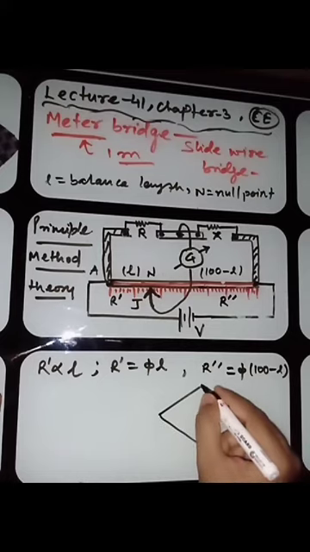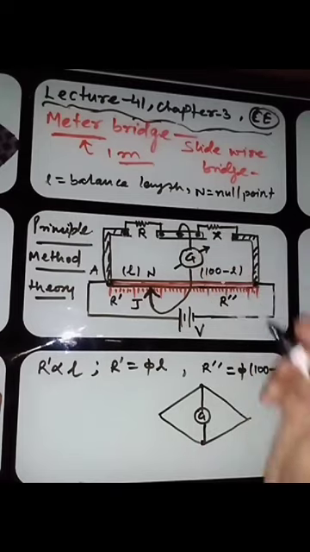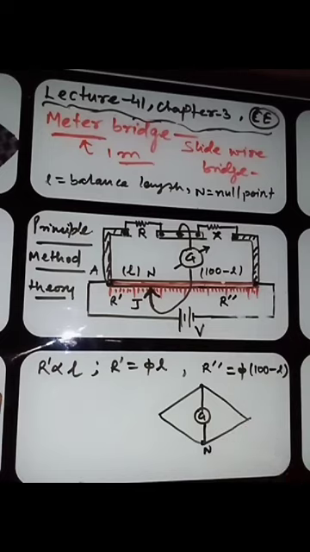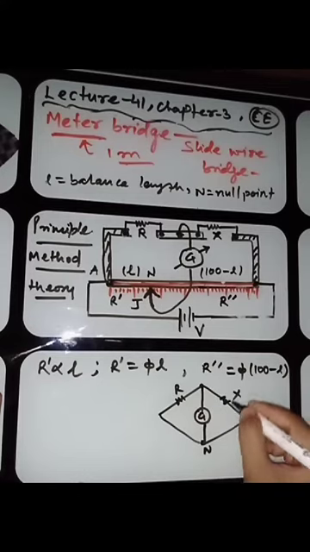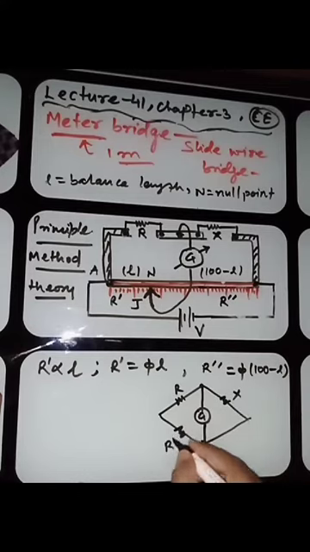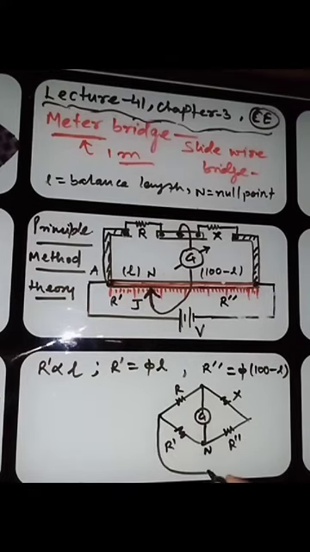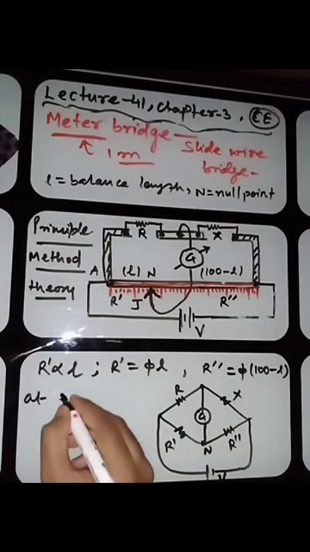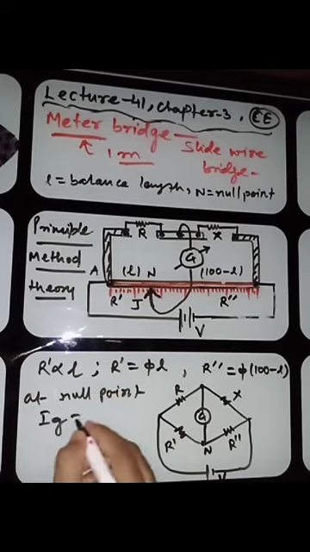You can see this is the point and this is the point. In between these two points we have a galvanometer, this point and this null point. Okay, this is the null point. This is the resistance R, this is the resistance X, this is the resistance R dash, and this is the resistance R double dash, and we also have a battery. Now, if current at the null point, what does it mean? Ig is 0.